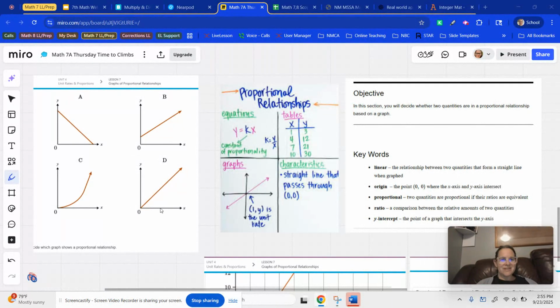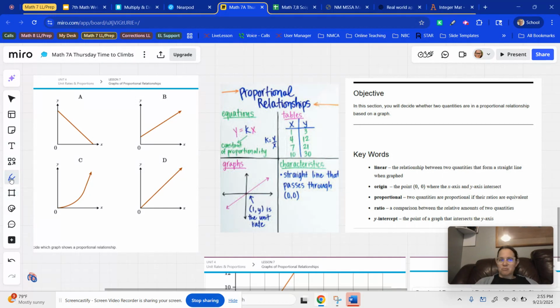Everybody, Miss Saltstein here. So this lesson is all about proportional relationships in graphs and a little bit about tables. There's only a few things that you really need to know about this, okay?